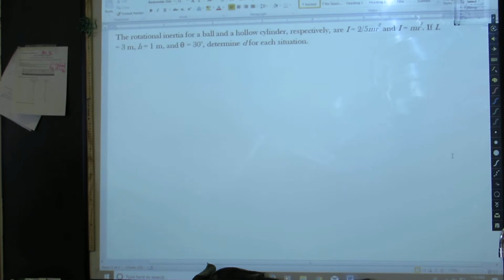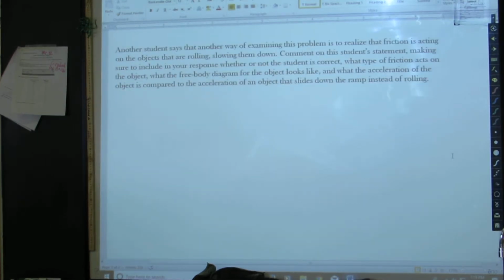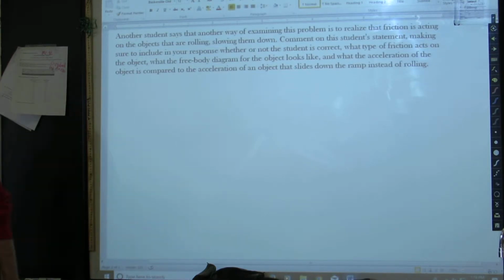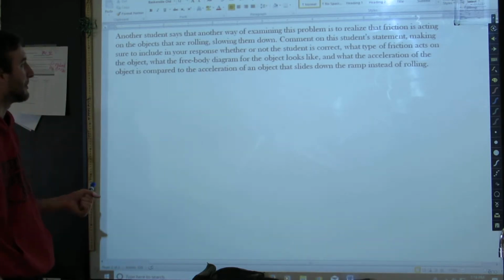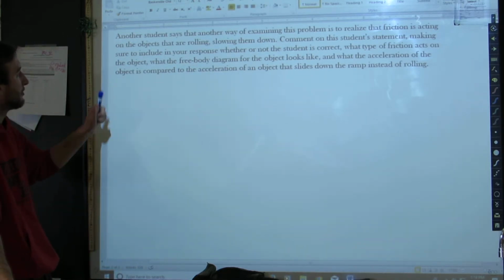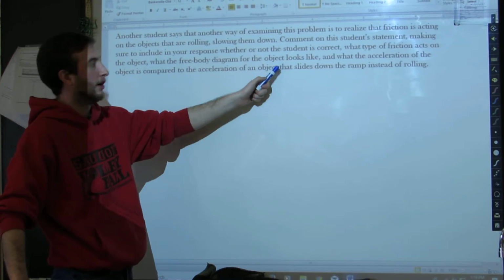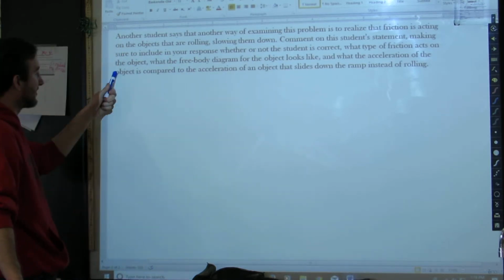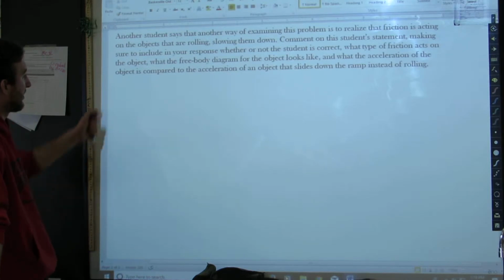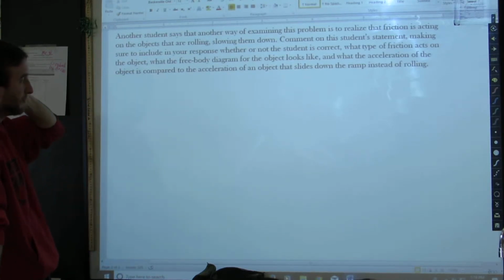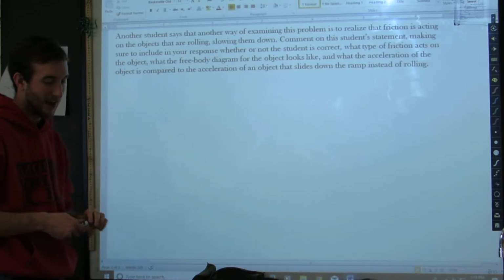Last thing that you're going to look at for me. Another student says that another way of examining the problem is to realize that friction is acting on the objects that are rolling, slowing them down. This is true to an extent. Comment on the student's statement, making sure to include your response whether or not the student is correct. What type of friction acts on the object, what the free body diagram for the object looks like, and what the acceleration of the object is compared to the acceleration of an object that slides instead of rolling.